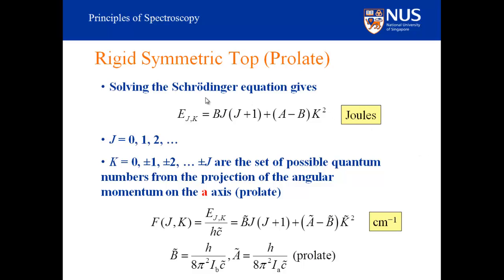Notice this expression up here was in joules. We can of course convert this to wave numbers by simply dividing this expression through by hc̃, where c̃ is the speed of light in centimeters per second. Remember that tilde signifies that I'm using centimeters rather than meters. So the rotational constant is as before, but on the moment of inertia I've put this little b subscript here. This is because the moment of inertia is around the b-axis, and on the A rotational constant I put a little subscript a on the moment of inertia to indicate it is around the a-axis.